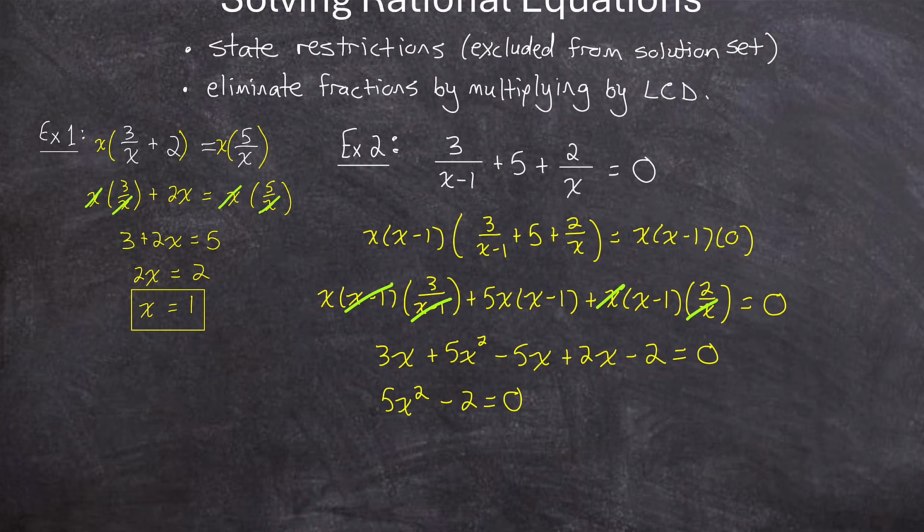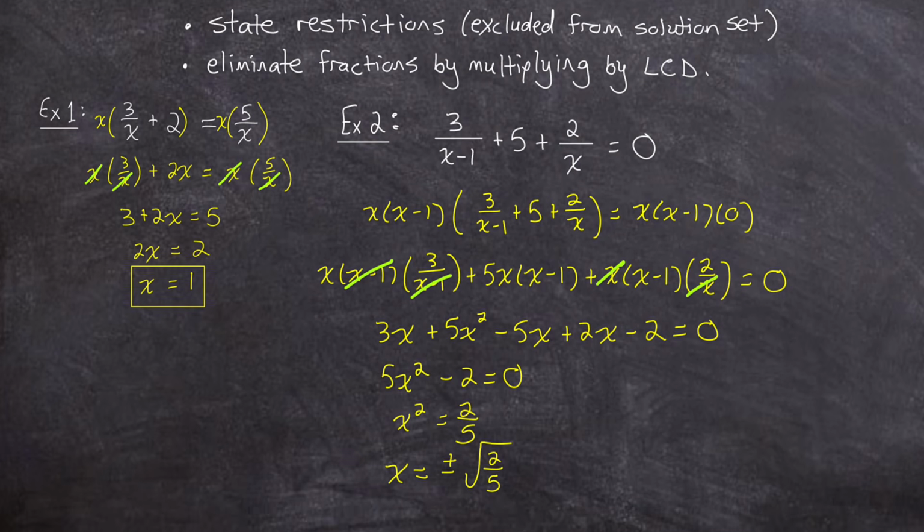When you have a single term with a variable, we can just rearrange it to isolate the variable. I would have x squared equals 2/5, which means x equals plus or minus the square root of 2 over 5. So those would be my answers to the original equation.